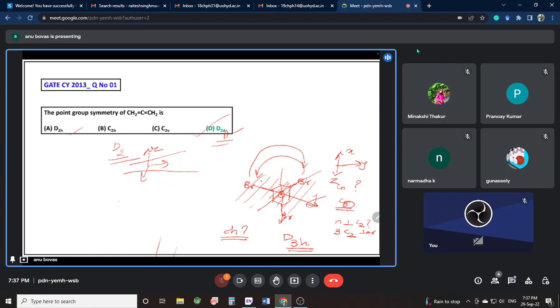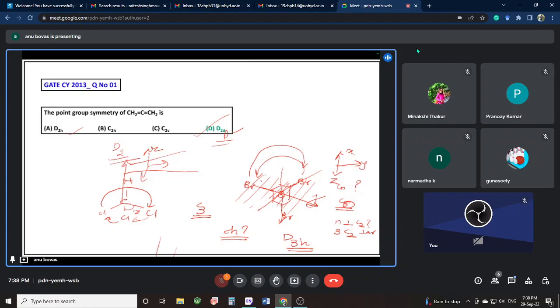Similarly, if we have C, Cl, Cl, Cl, H. In this case, we have a C3 axis, right? If we consider an axis through here, then each Cl will interchange with each other. If we rotate by 120 degrees, each Cl will interchange with the others, and hence this has a C3 axis. Whether a perpendicular C2 axis is present or not?